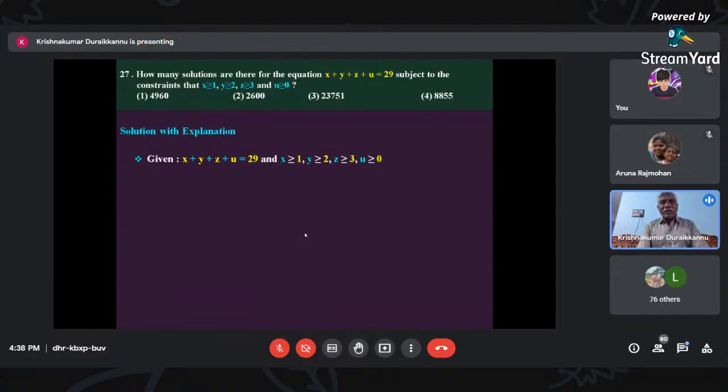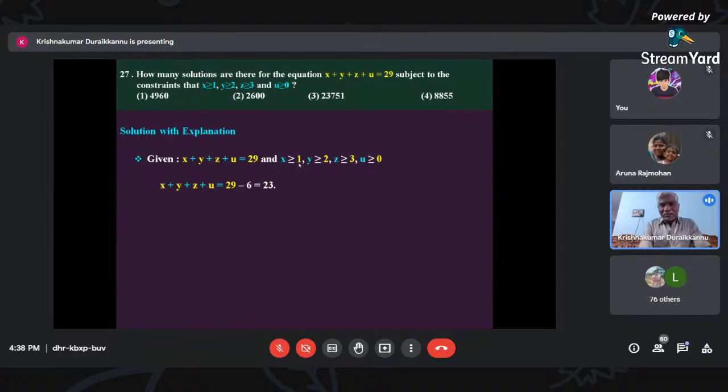So given x plus y plus z plus u equal to 29, with the constraints x is greater than or equal to 1, y is greater than or equal to 2, z is greater than or equal to 3, u is greater than or equal to 0. Okay. So what is the value of this here? x plus y plus z plus u equal to 29.